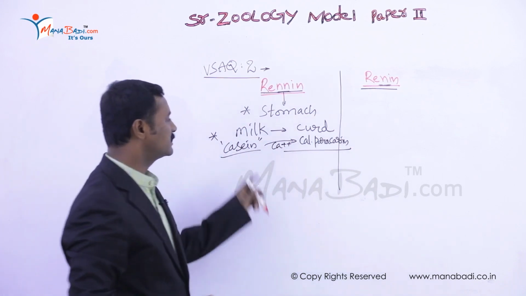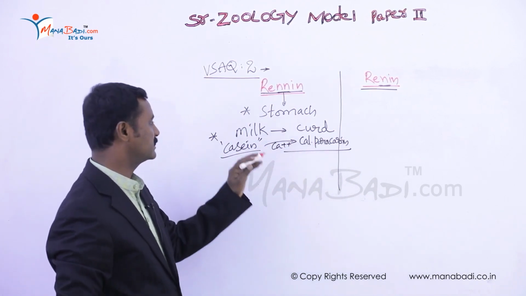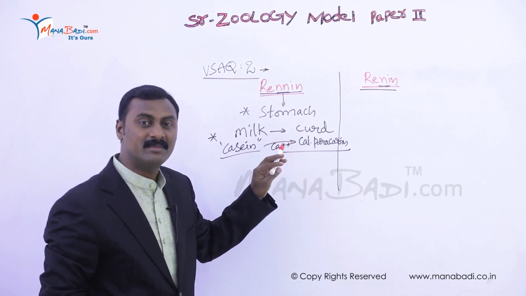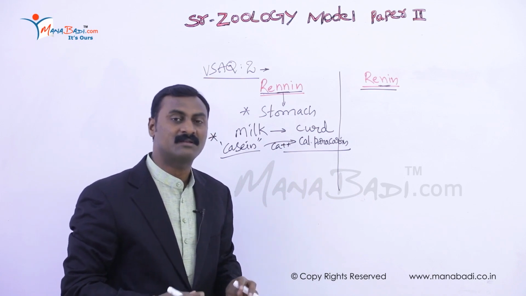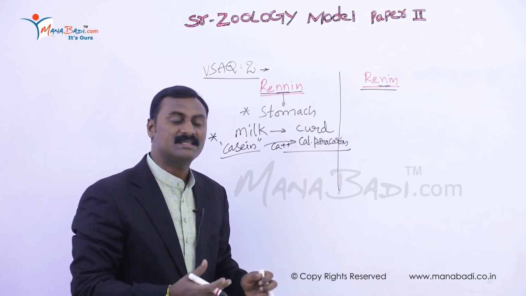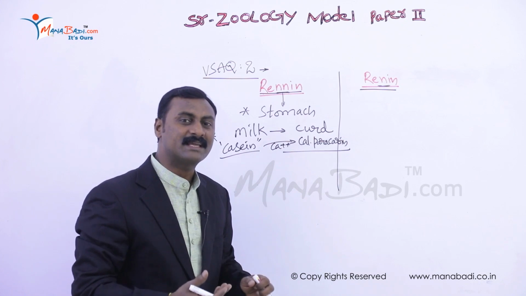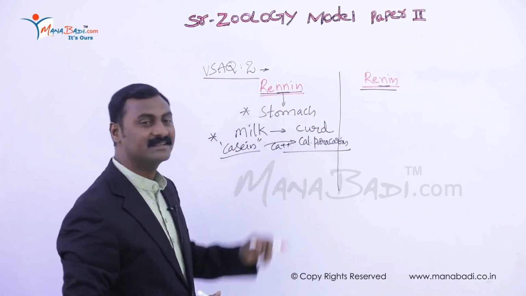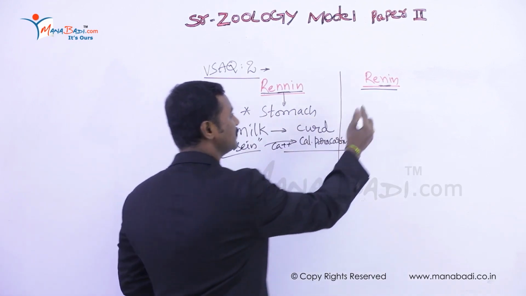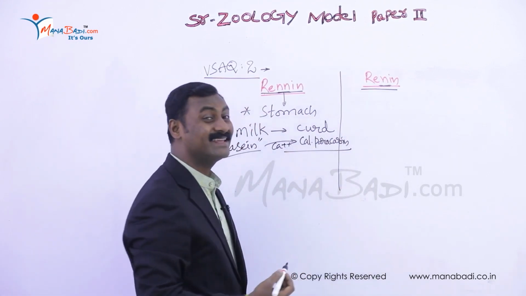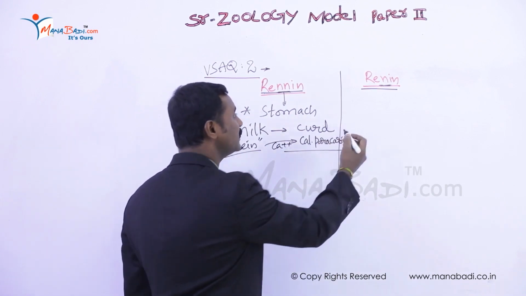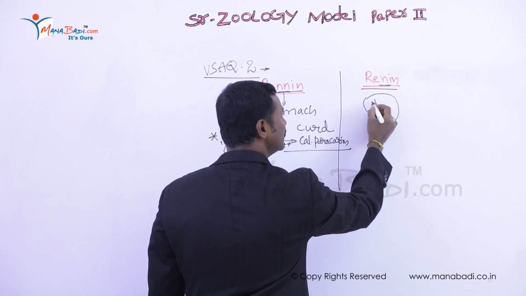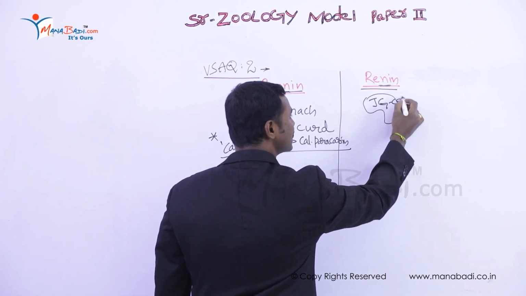So casein is converted into calcium paracasein with the help of rennin in the stomach of infant babies. That's why generally, if you see small children, after drinking milk, after some time they will vomit curd. That is the secret behind rennin. Okay, let us see the next one. This is renin, which is released from the kidney, especially from the juxtaglomerular cells.